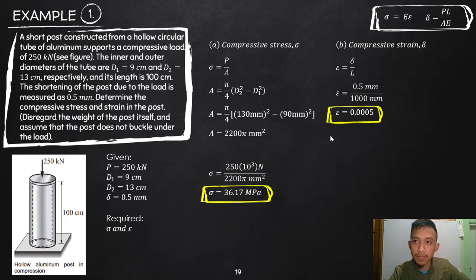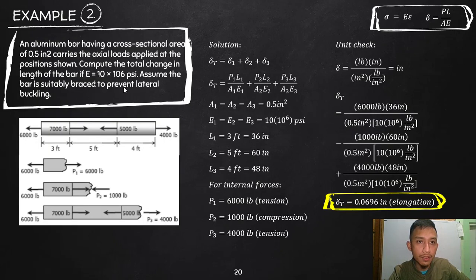So that is for example number 1. So let's try to have your number 2. An aluminum bar having a cross-sectional area of 0.5 square inch, okay, carries the axial load applied at a position shown. So this is a composite loading, okay, so at a certain cross-section the loadings are different. So compute the total change in length of the bar if E, or the modulus, is 10 times 10 raised to 6.